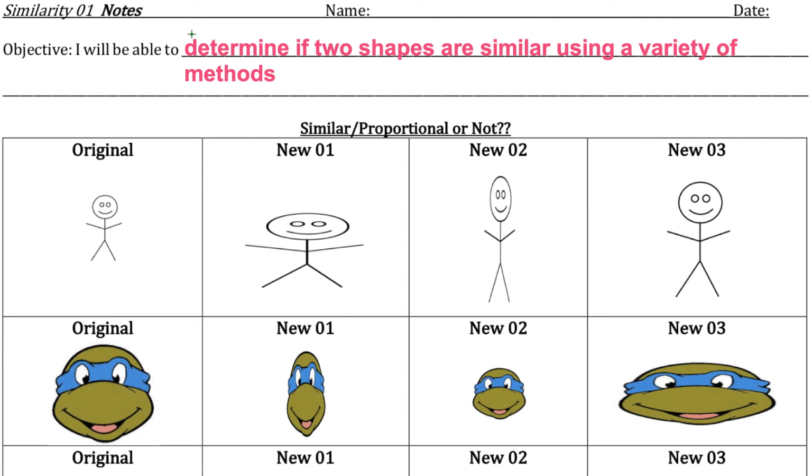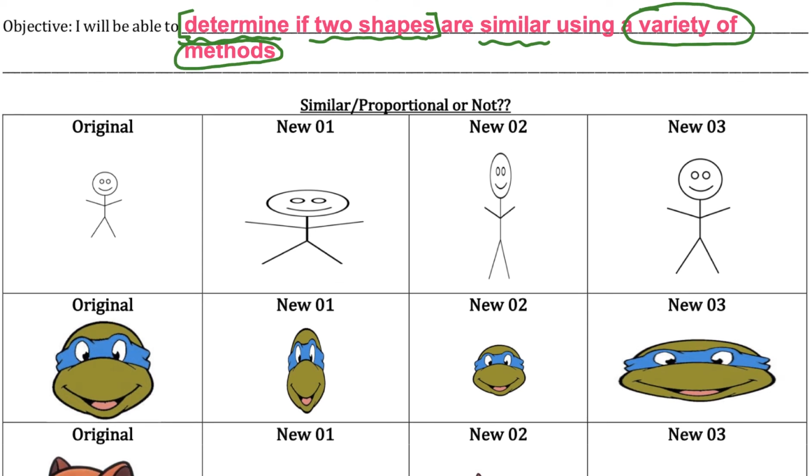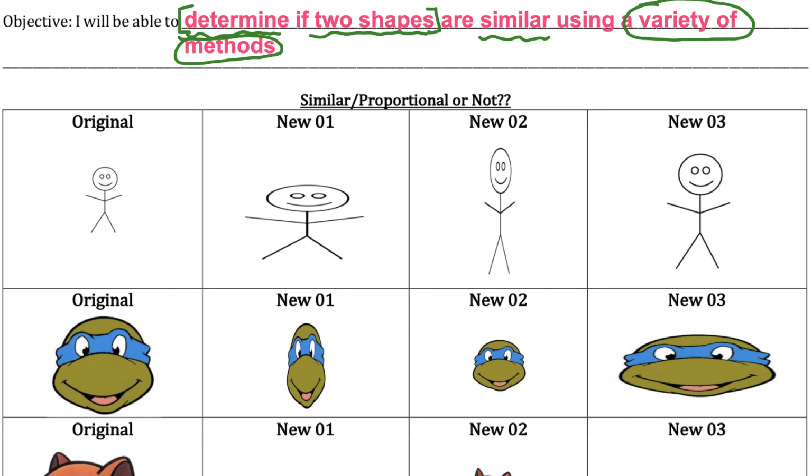Alright, so in this lesson we will determine if two shapes are similar using a variety of methods. So, first thing we got to figure out is what similar is. If we want to determine if two shapes are similar, then we got to know what similar is, right?